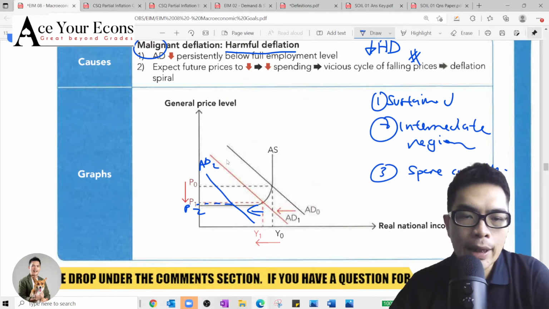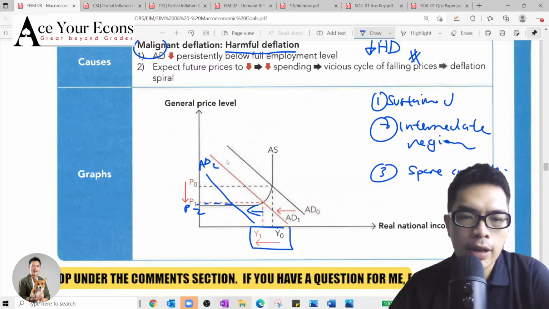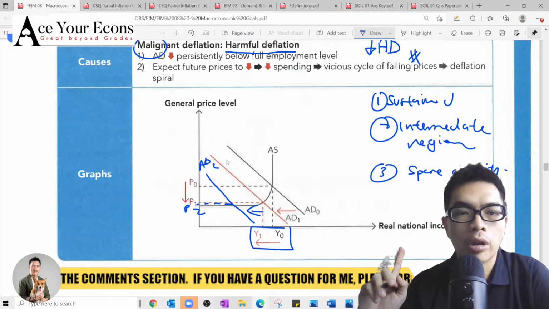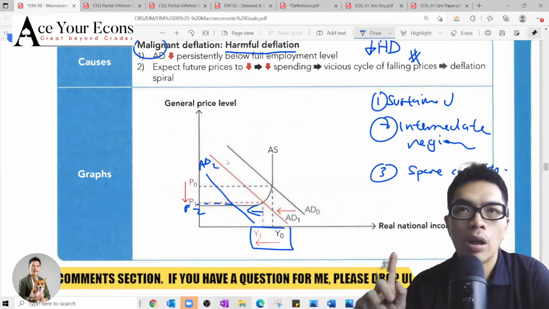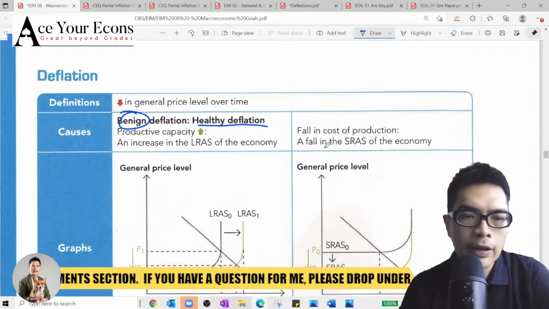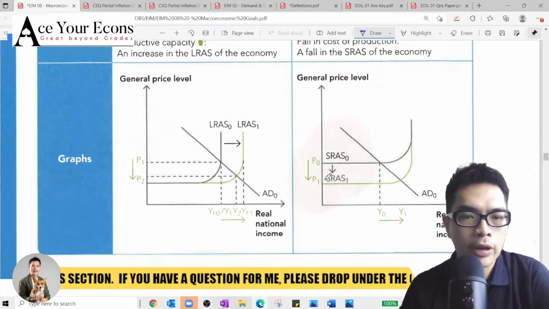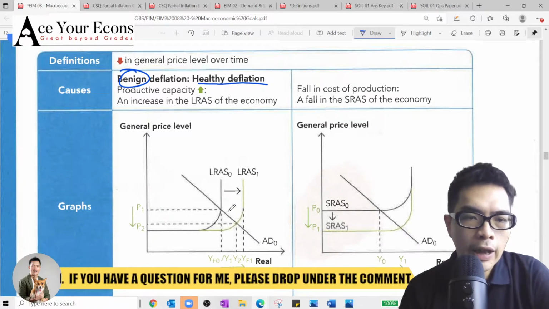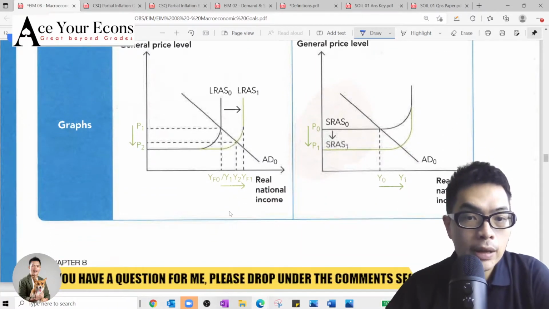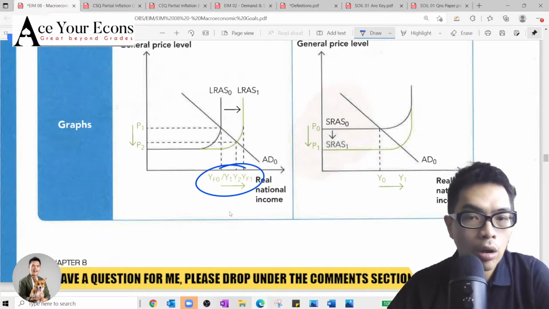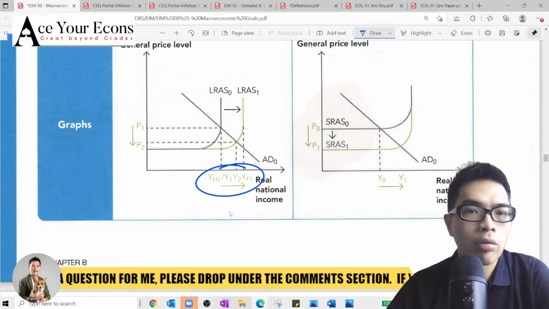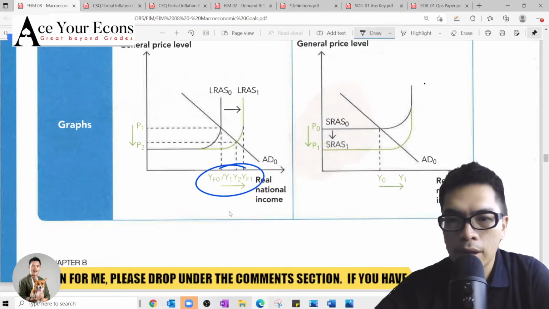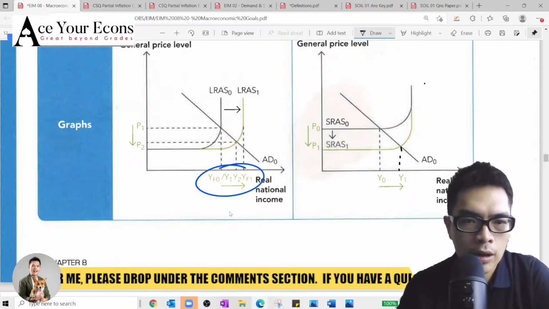But more importantly, you want to observe why it is harmful. It is exceptionally harmful because there is a simultaneous fall in your RNY. So this is the differentiating point. When we move on to benign deflation, or harmless or healthy deflation, you realize that your real national income will increase as a result of a downward shift or a rightward shift in your SRAS. I'm so sorry, they missed out the dotted line here. Please draw the dotted line.